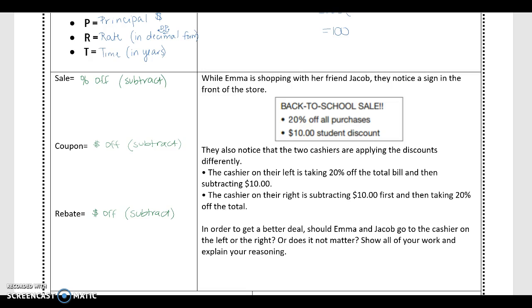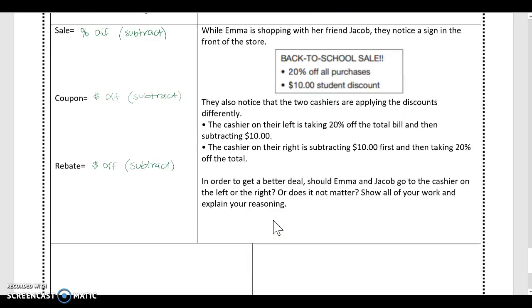So looking over here at this example, it says, while Emma is shopping with her friend, they notice a sign in front of a store. So 20% off all purchases and then a $10 student discount. They also notice 2 cashiers are applying discounts differently. So the cashier on the left is taking the 20% off and then subtracting $10. The cashier on the right is subtracting $10 first and then 20% off. In order to get the better deal, which cashier should they go to, or does it matter?